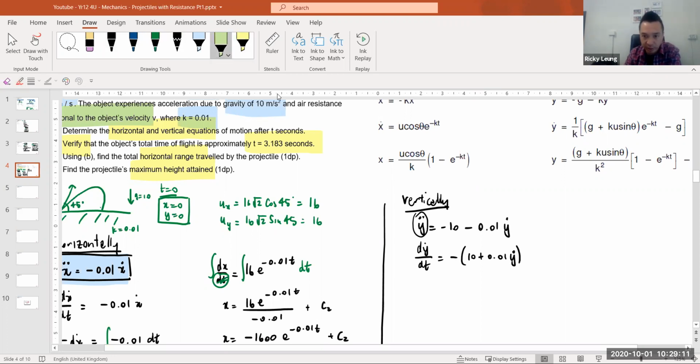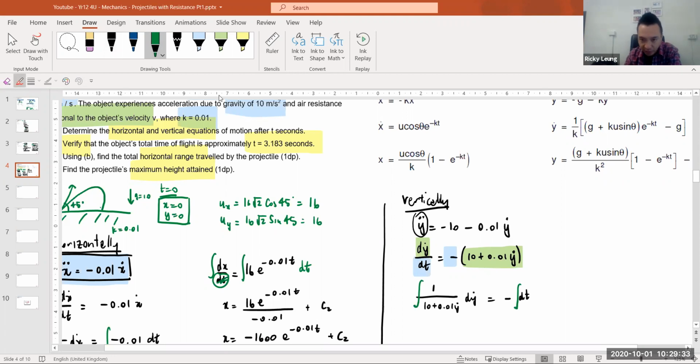So I'm going to basically bring these together. Maybe leave the negative there for the dt. It doesn't matter where you put the negative, it's just negative anyway. So I get 1 on 10 plus 0.01 y dot, d y dot, equals negative dt. Integrate both sides.